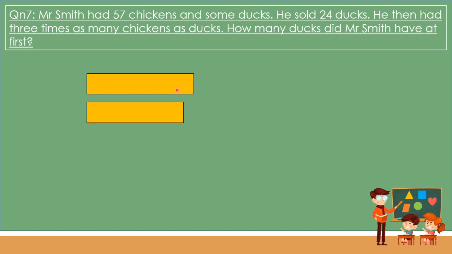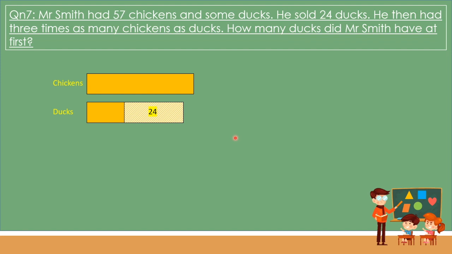I do not know whether he had more chickens or more ducks. That's not written here. I mean, it's just written that after he sold 24 ducks, then he had 3 times as many chickens. But at the start, we don't know if he had more chickens or more ducks. So it does not matter. You can also put this as ducks and this as chickens. It really does not matter. But what matters is just that you draw 2 rectangles and then you remove 24 from the ducks. And after you remove 24, then the number of chickens becomes 3 times. So that part is important.